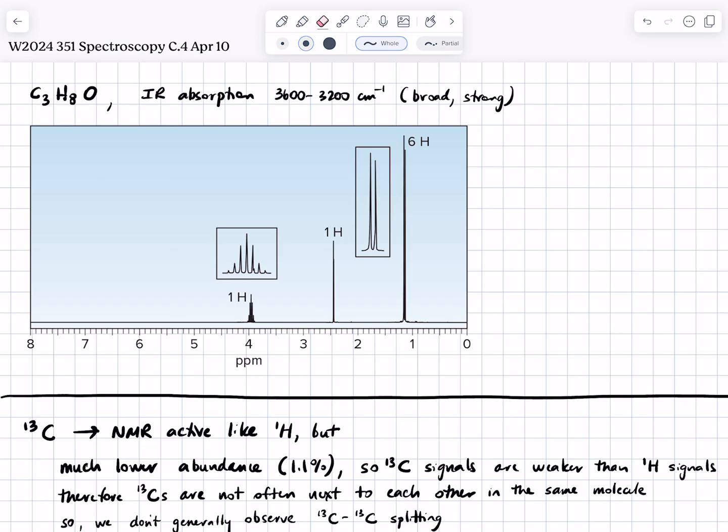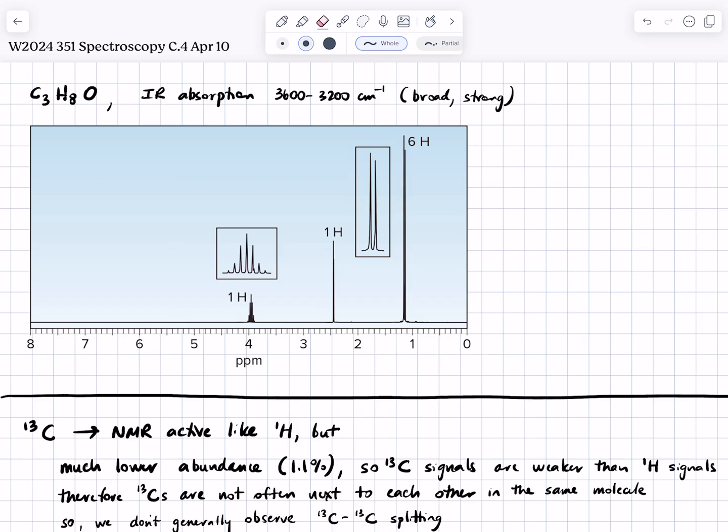So what I want to do today is practice solving NMR spectra. I also want to tell you a little bit about carbon-13 NMR. Carbon-13 NMR is very useful for organic chemists. It's a little bit more difficult to interpret, and your text doesn't emphasize it a lot. So I need to introduce it to you without going too far down the rabbit hole.